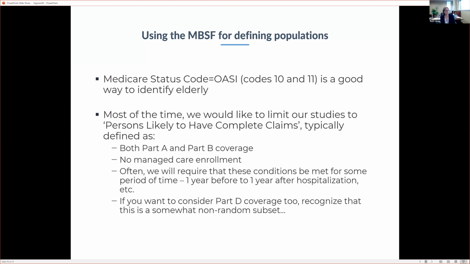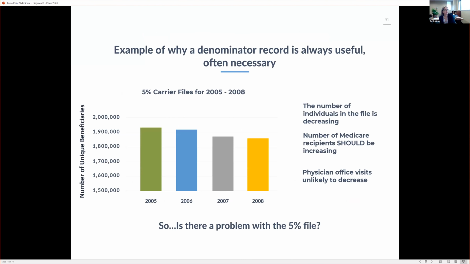comorbidity measure. If you want to consider Part D, remember there are some non-random pieces about Part D in terms of how it links to age and what coverage people have. But again, the MBSF is a great way to start pulling that population and to make sure when people are expected to disappear or appear.